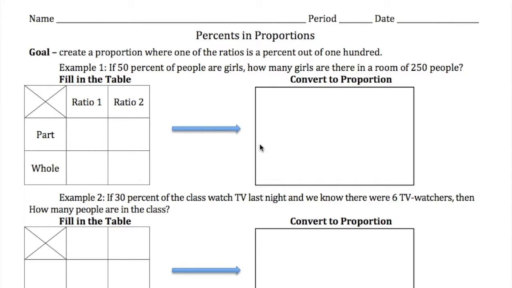In this lesson, we are going to be working with percents in proportions. We were previously doing proportions with no percents in them, so this is going to seem very familiar to you. Our goal is to create a proportion where one of the ratios is a percent out of 100.